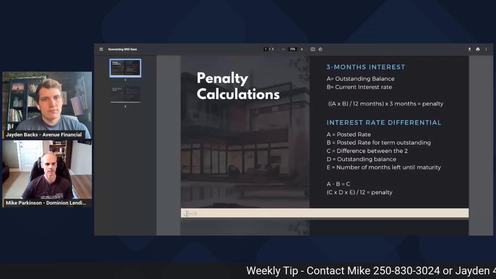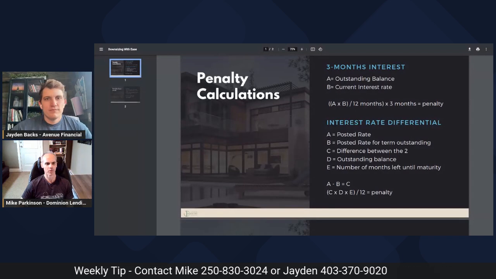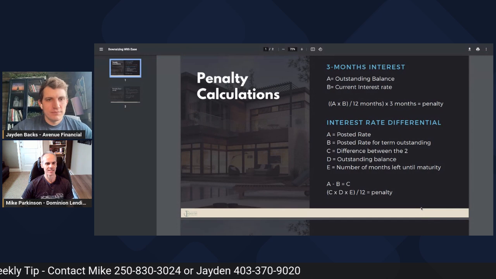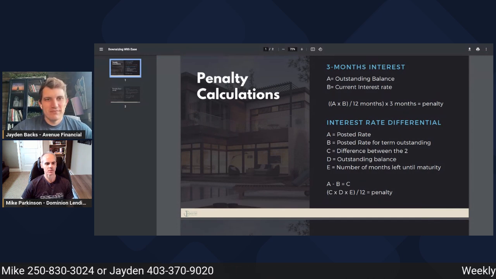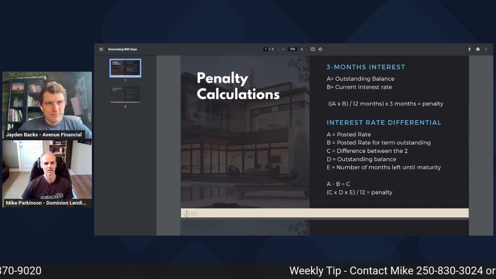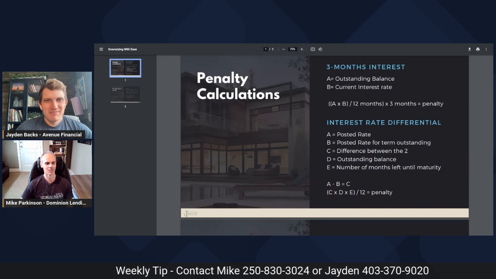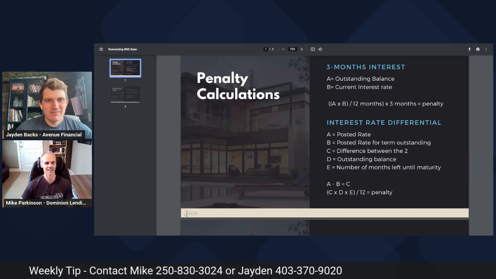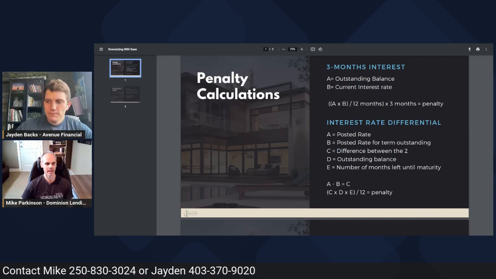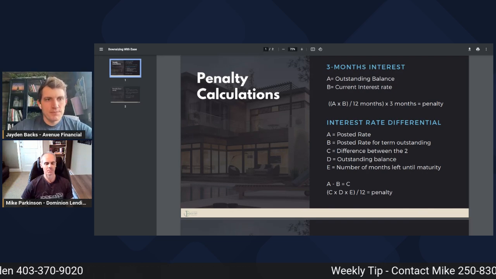The two basic penalties, especially with a fixed rate, is the greater of, and this will be part of your mortgage commitment. And when you do sign your mortgage, whether you ask for it or not, you need to know this. Greater of 3 months interest, or what's called interest rate differential, which is a long calculation that nobody seems to understand. It's complicated, and every lender calculates this a little bit different. So you got to be very careful with it.